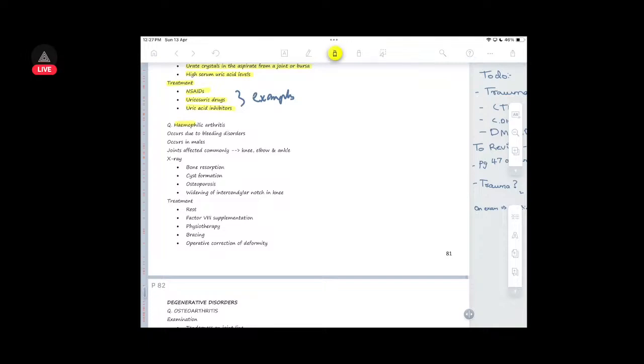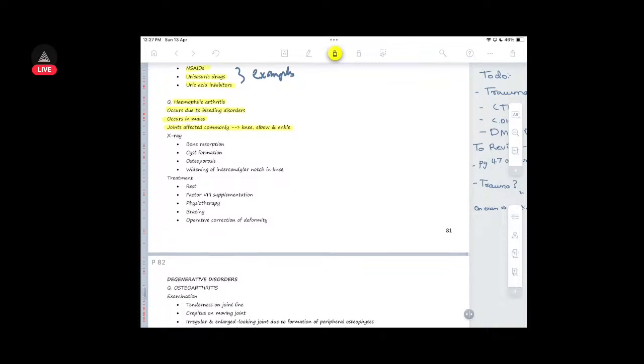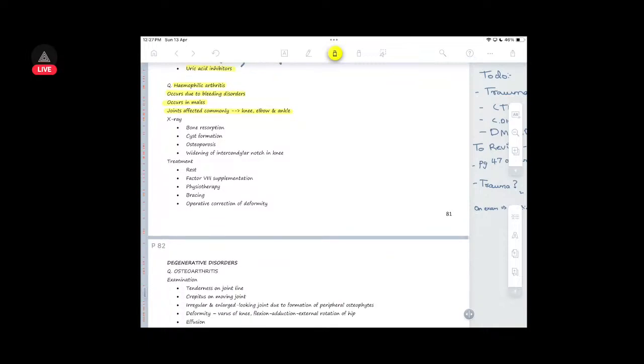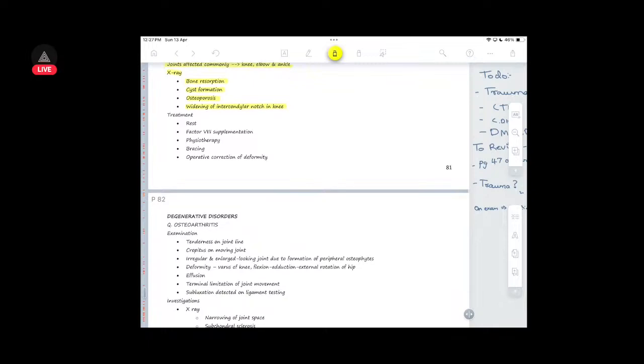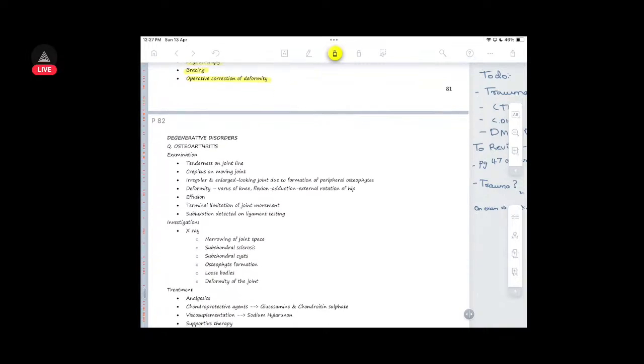Then hemophilic arthritis. It occurs due to a bleeding disorder, occurs in males. Commonly affected joints are the knee, elbow, and ankle. So you can do an X-ray where you can see bone resorption, cyst formation, osteoporosis, and widening of the intercondylar notch in the knee. So treatment is rest, factor 8 supplementation, physiotherapy can be done, bracing can be done, and operative correction of deformity has to be done.